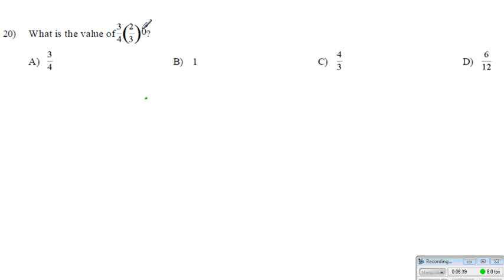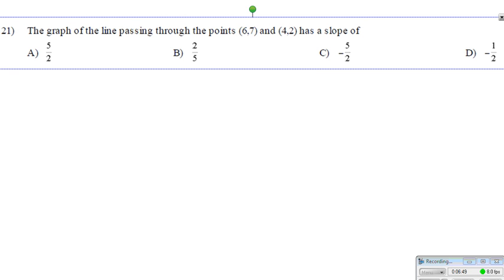Here we have anything to the 0 power is equal to 1. So in fact this simplifies to 3 over 4 times 1. Whenever you multiply, it will be the same thing. So choice A would have been our answer.